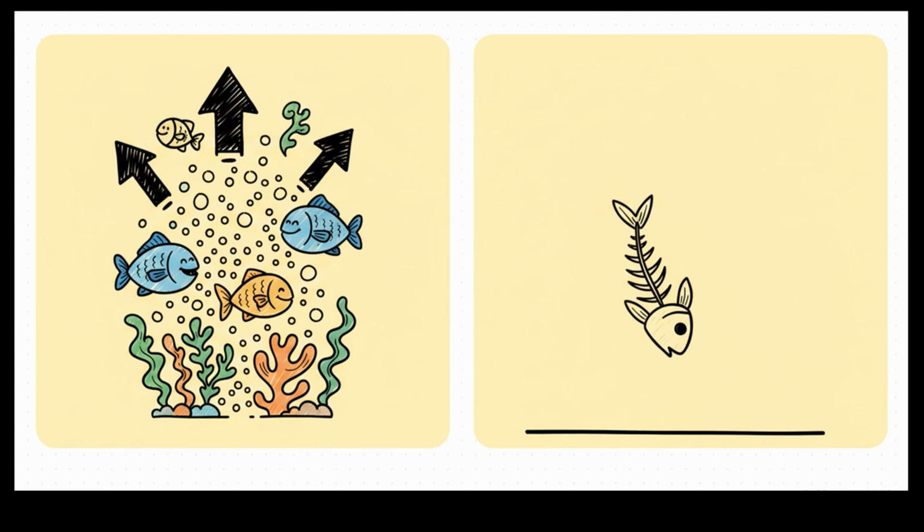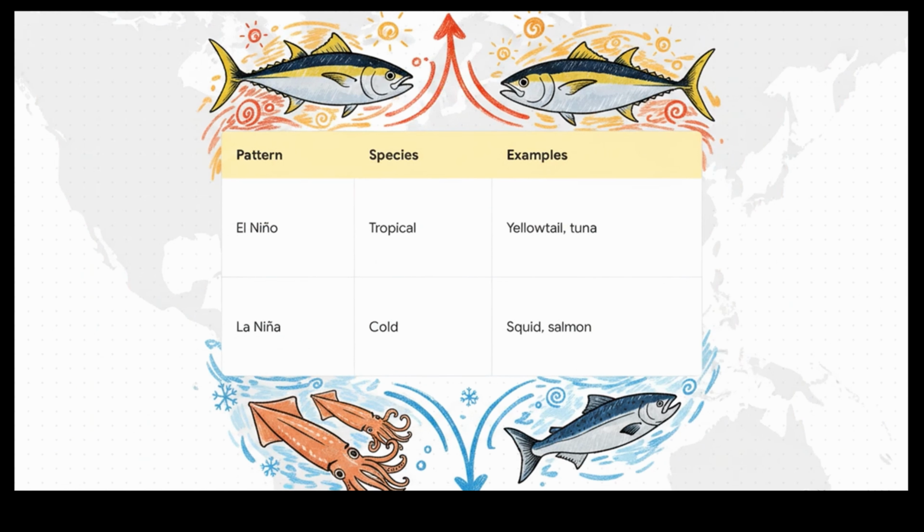But during El Niño, when the warm water sloshes back east, upwelling weakens, or actually stops entirely. The nutrients get cut off, the phytoplankton starve, and the entire food chain collapses like a house of cards. And this drastically redraws the map for marine life. Because the water temperatures fundamentally shift, the fish literally have to pack up and move.